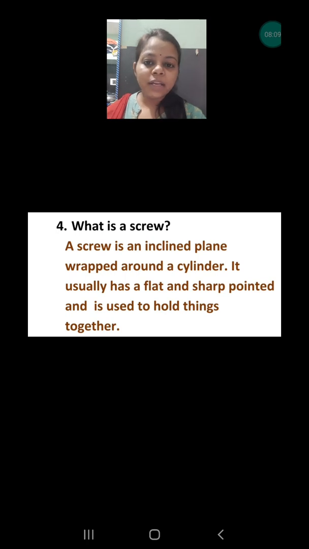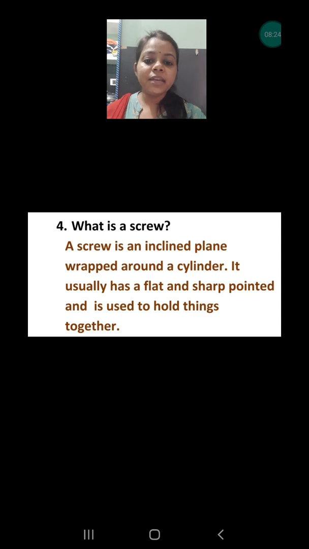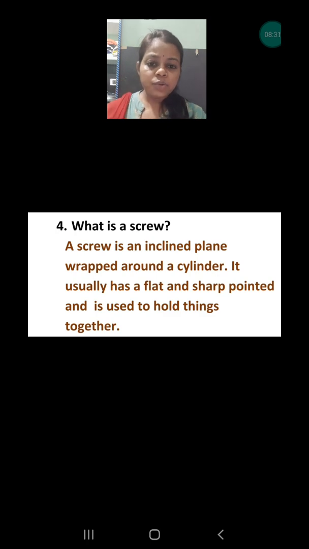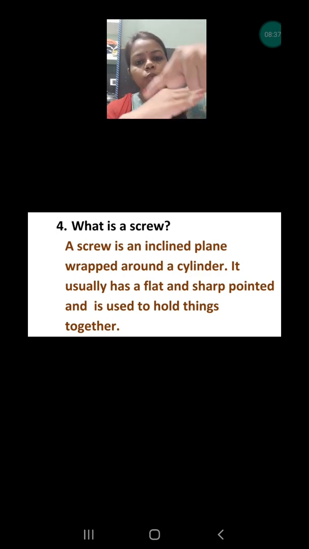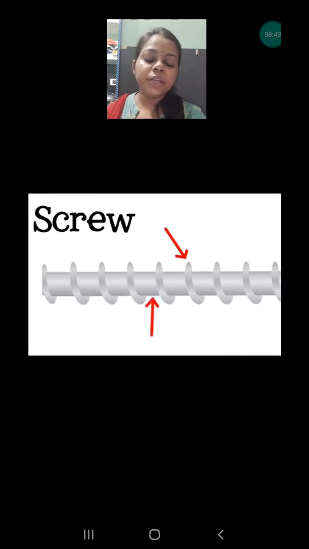Our next question is, what is a screw? Before explaining, let's see the picture of the screw. It is a cylinder. If you look at the cylinder, one inclined plane is wrapped all over the body of that cylindrical part. So a screw is an inclined plane. What is an inclined plane? It is a slope area. So it is an inclined plane which is wrapped, which means covered all around the surface of the cylinder, and it is used to hold things together. So a screw is an inclined plane wrapped around a cylinder. It usually has a flat head and a pointed end, and it is used to hold objects together.